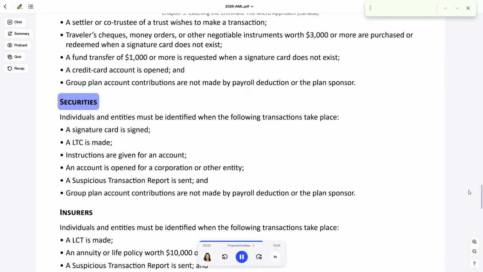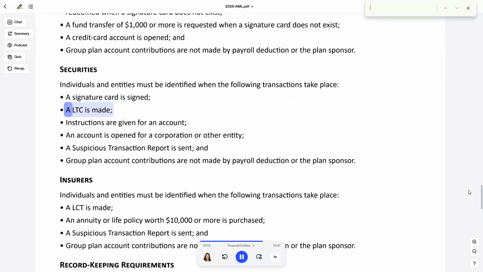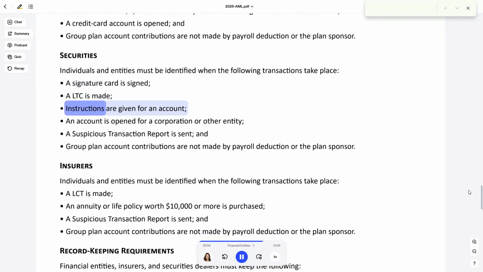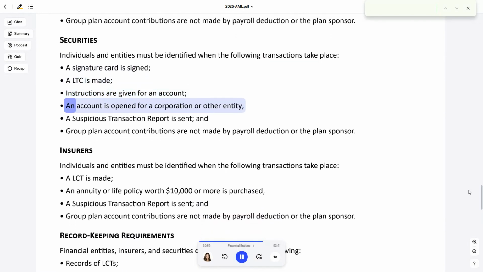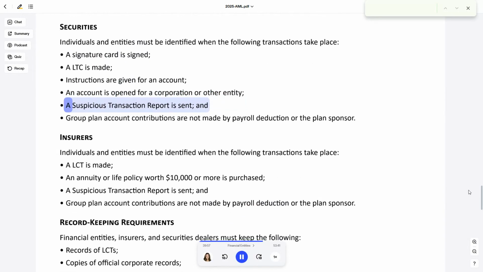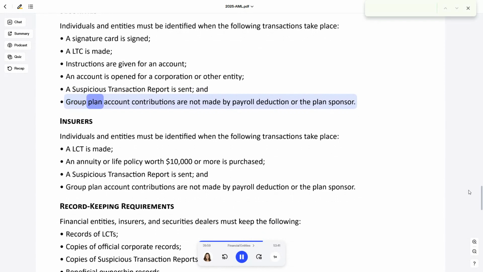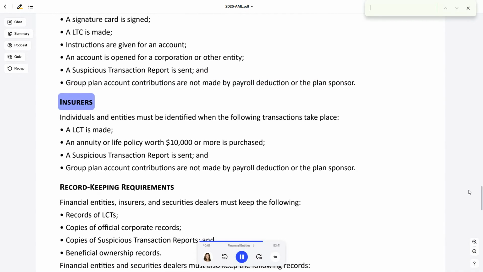Securities. Individuals and entities must be identified when the following transactions take place. A signature card is signed, an LCT is made, instructions are given for an account opened for a corporation or other entity, a suspicious transaction report is sent, and group plan account contributions are not made by payroll deduction or the plan sponsor.